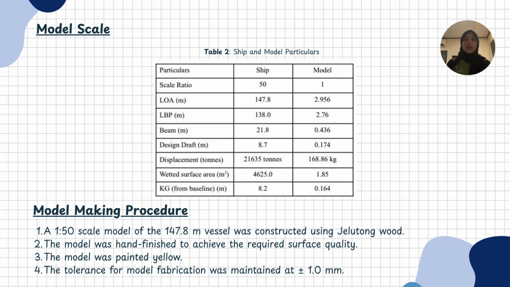Next, for the model making procedure, a 1 to 50 scale model of the 147.8 meter vessel was constructed using jelutong wood and hand finished to achieve the required surface quality. The model was then painted yellow, while the fabrication tolerance was strictly maintained within plus or minus 1.0 millimeter to ensure dimensional accuracy throughout the construction process.